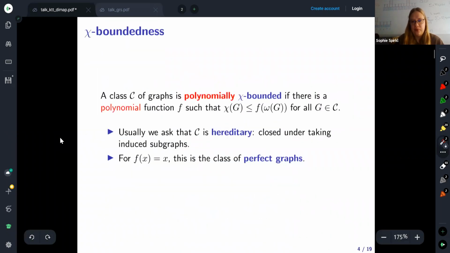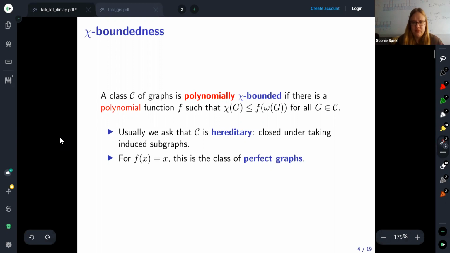And so more precisely, we say that a class of graphs is chi-bounded if there is some function that gives us a bound in the other direction, bounding chromatic number by a function of the clique number. And as you can verify if you think about it for a second, this only makes sense if the class C is an infinite class of graphs, because for any finite class, you can always find a function that works. And we add the word polynomial if we can choose the function f to be a polynomial.